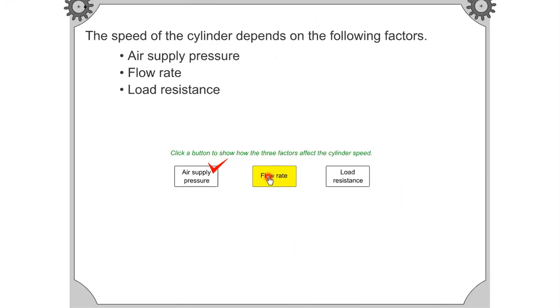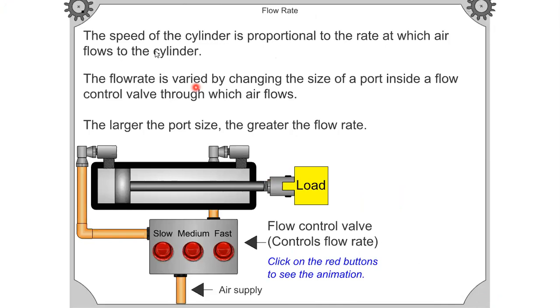Then we will see the factor of the flow rate. The speed of the cylinder is proportional to the rate at which air flows to the cylinder. So how can we change the flow rate? We can change the flow rate by changing the size of the port inside a flow control valve, where the air will flow.